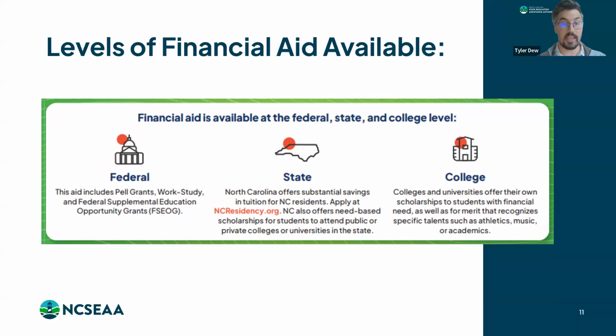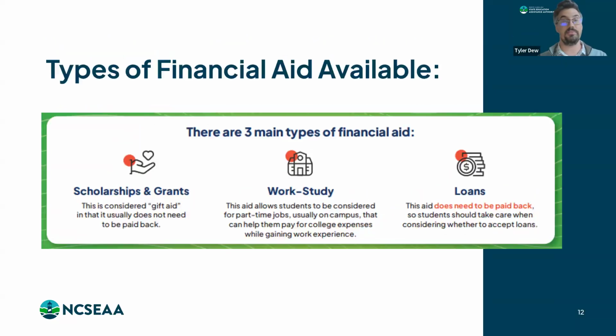We also have state aid, which is aid offered by the state of North Carolina for North Carolina residents. And it is important to submit NC residency in order to do that. We'll go over that in a little bit as well. And then finally, you have college aid. What you're going to find is that there is a lot of aid that these individual colleges are giving to students. So there is aid out there. It just depends. You've got to find it on the federal level, the state level, and the college level.